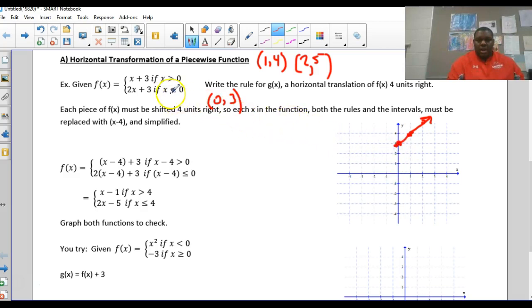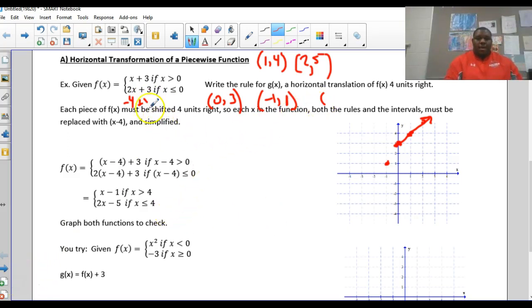Then let's pick another x less than 0, let's say -1. Since -1 is less than 0, I plug -1 in: 2 times -1 is -2, and -2 plus 3 gives us 1. So there's a point, (-1, 1). For good measure, I'm going to do one more, say -2. If I go -2, I get 2 times -2, that's -4, and plus 3.